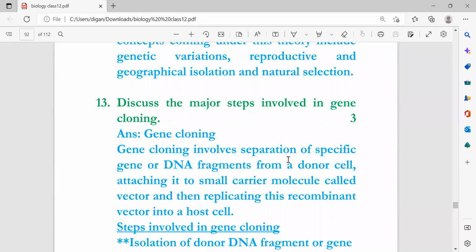Next question: discuss the major steps involved in gene cloning. Gene cloning involves the separation of a specific gene or DNA fragment from a donor cell. Means the specific or required DNA is isolated from the donor cell, attached to a small carrier molecule called a vector, and then this recombinant vector is replicated in a host cell so that we can get the desired character.